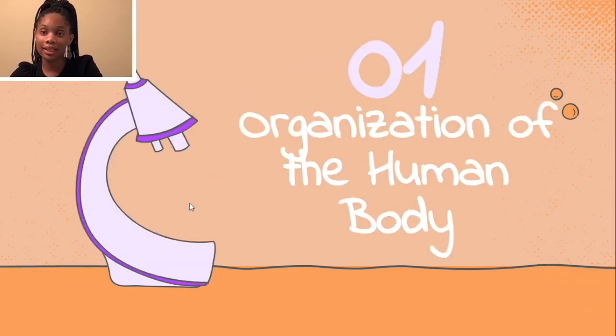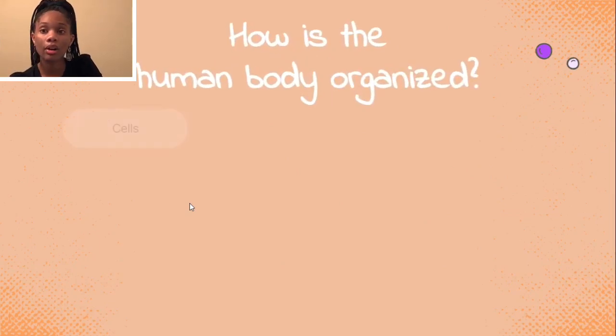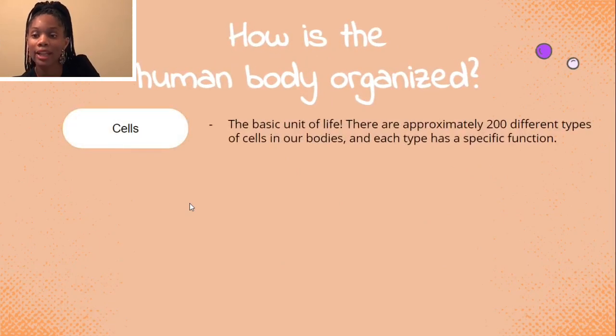Now, before we discuss the types of organ systems that we have in our bodies, we're going to talk about the organization of the human body. Well, you might ask, how is the human body organized? Well, we start off with cells. Cells are the most basic unit of life, and there are trillions of cells in our bodies, but there are about 200 different types of cells out of those trillions. And each of those cells has a specific function, okay?